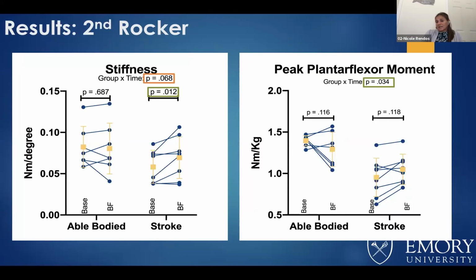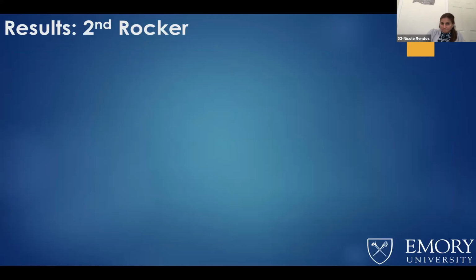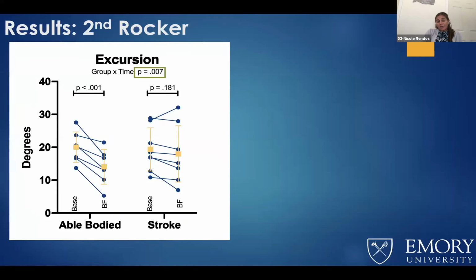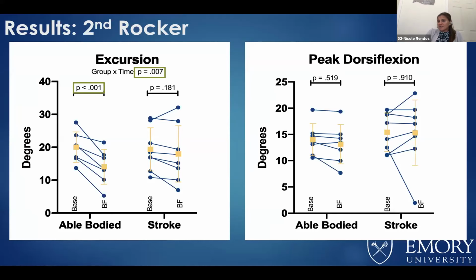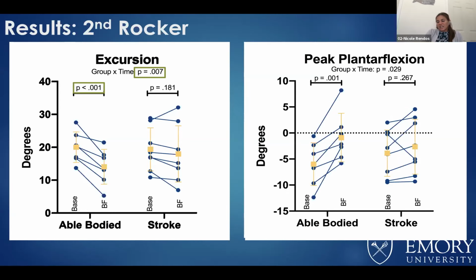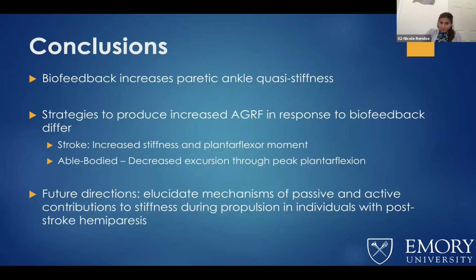And we did see in the second rocker a group by time interaction, but it was not shown in the groups split. And then for our ankle range of motion variables, which is also part of that stiffness calculation, we did see a group by time interaction where our able-bodied participants decreased the amount of excursion and our stroke participants did not change their ankle range of motion. It was achieved not by increasing or decreasing their peak dorsiflexion, but by decreasing the amount of peak plantar flexion they did have.